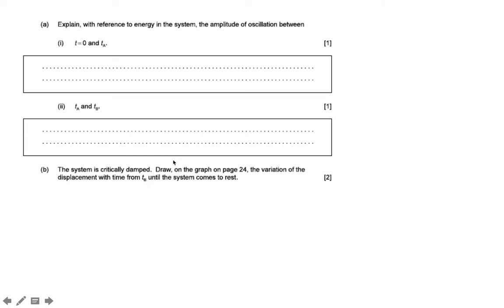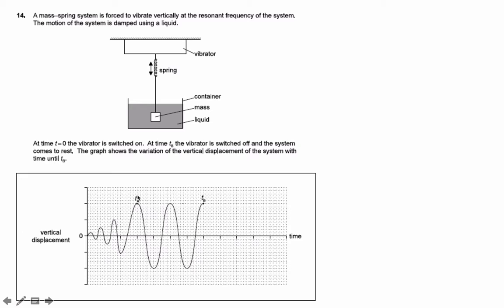So what are the questions? The first one says, explain with reference to energy in the system the amplitude of the oscillation between t equals 0 and t equals TA. Right? In terms with reference to the energy in the system. Okay? And so for this first region here, the amplitude is increasing, right?